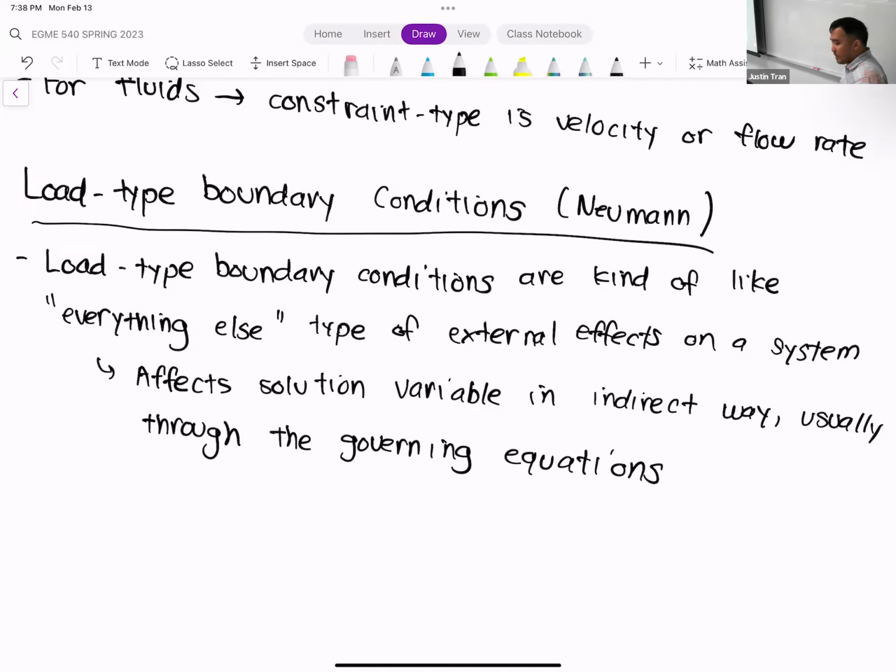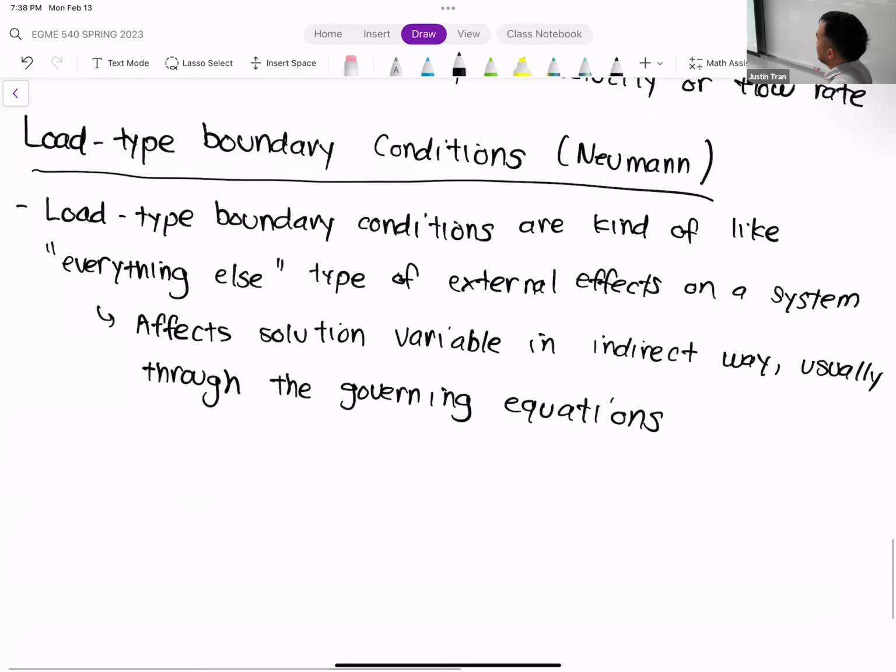Because if you look at the constraint type boundary conditions, it didn't really matter what the governing equations were. If you look back at our example, it didn't matter what our differential equation was. Our constraint type boundary condition said that u of 0 is equal to 18. It doesn't matter what u looks like or what its governing equation looks like. It just says that u has to equal 18 here. So constraint types don't really care what the governing equation is. For Neumann type boundary conditions, usually the effect that it has, you have to go through the governing equations in some way.